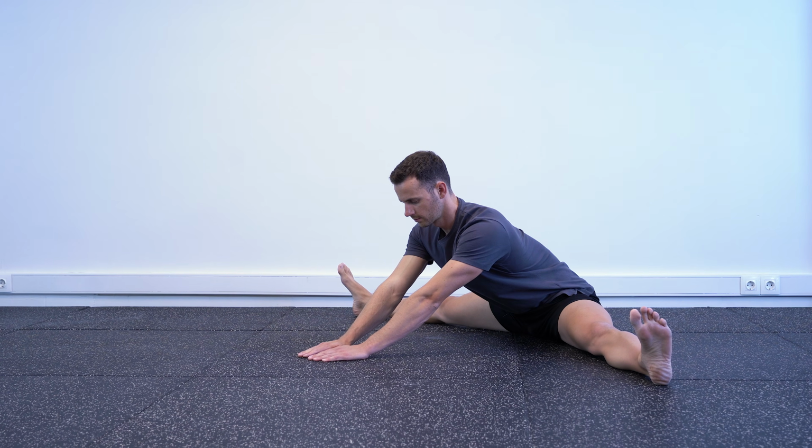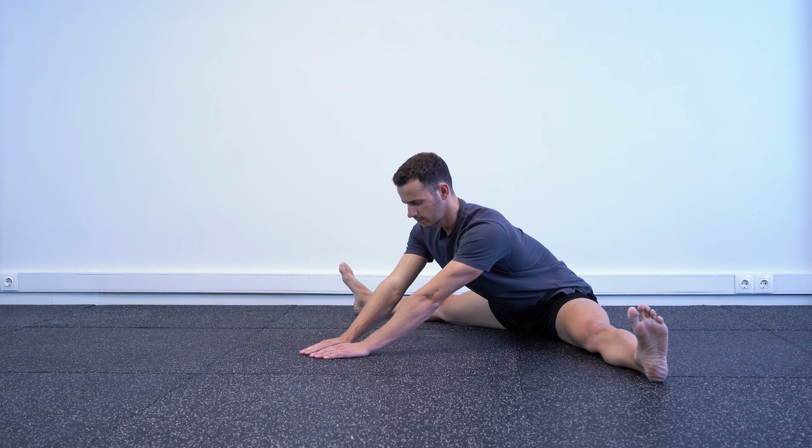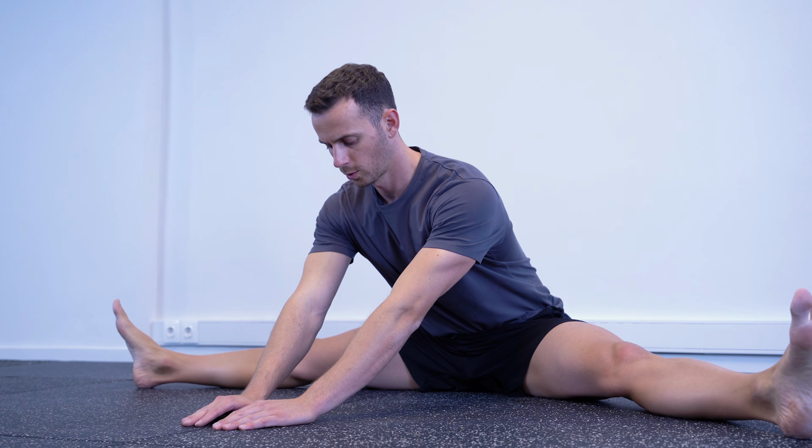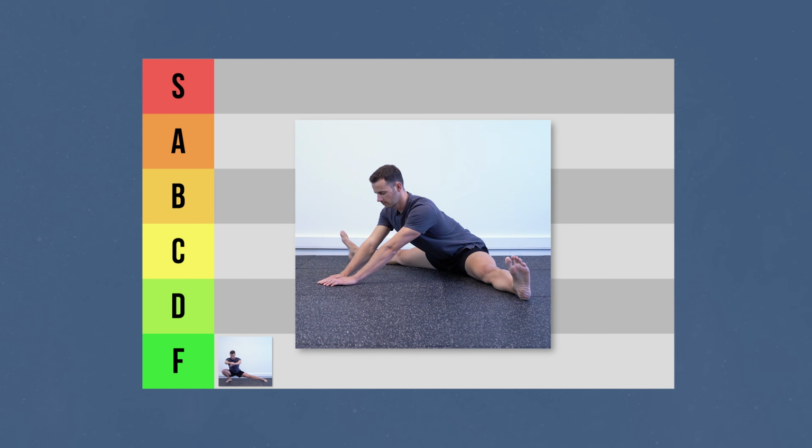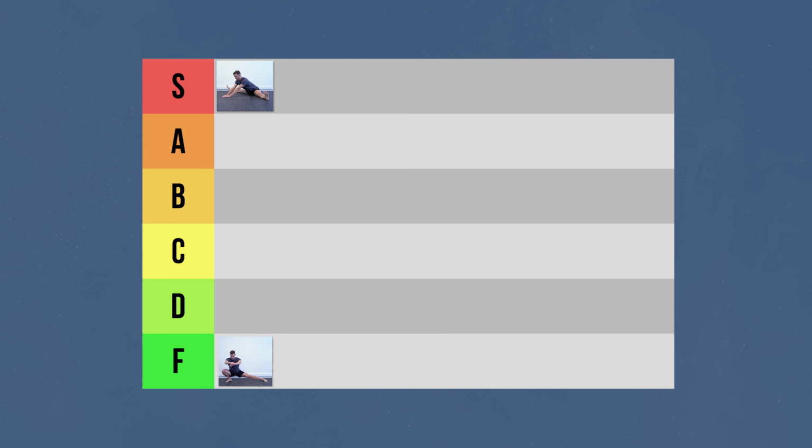In addition, it's a comfortable position in which you can target the adductors directly with zero fatigue in other parts of your body. For all these reasons, it goes straight to the S tier as it's one of the most important exercises for the side split.